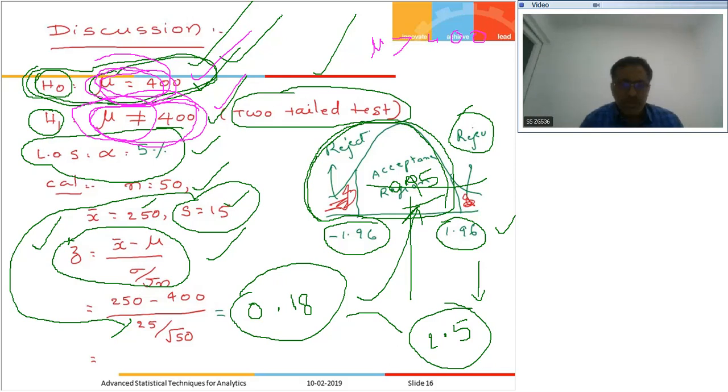Now I hope these two points are clear. Immediately after this, we decide whether it is a two-tailed test or a one-tailed test. Then, as we already discussed, this is not a small sample, it is a big sample, because 50 is greater than 30. Therefore, we go for the Z distribution.